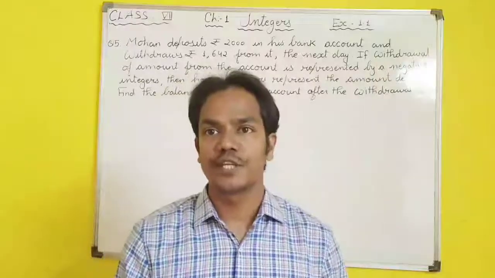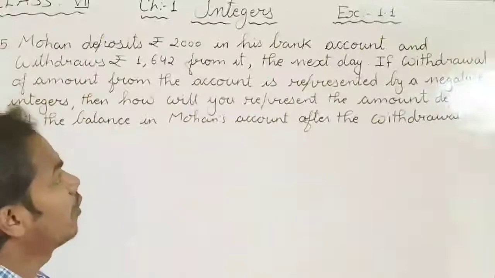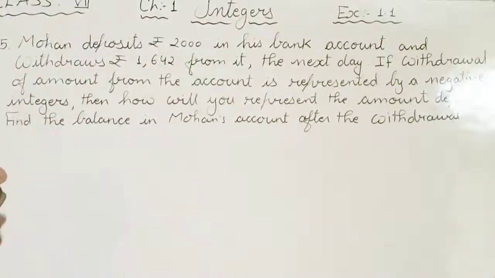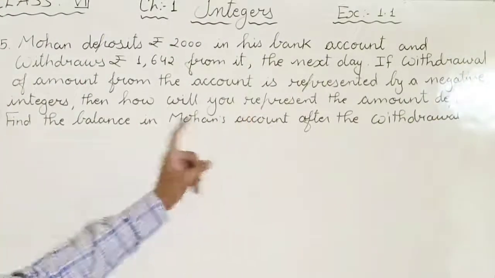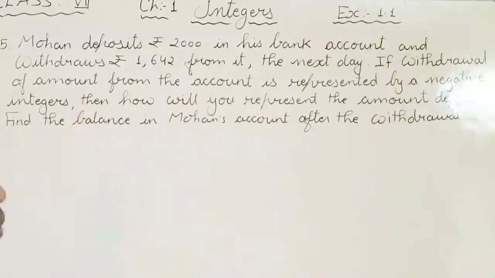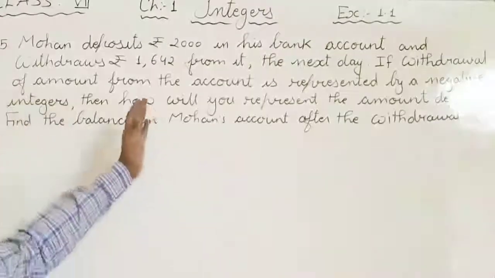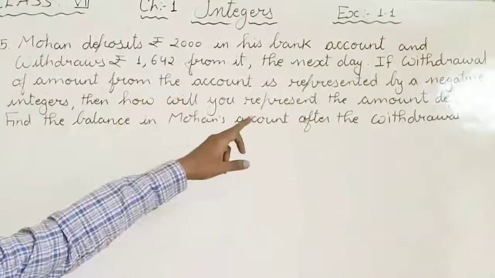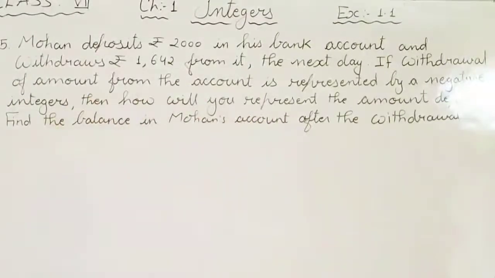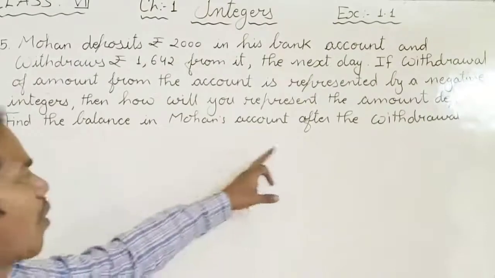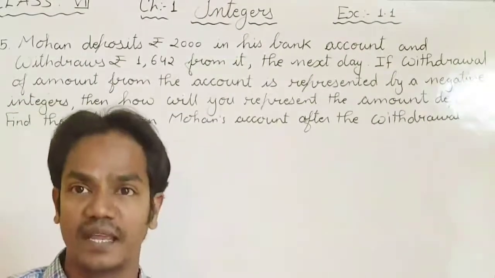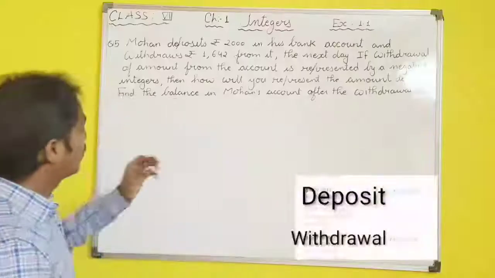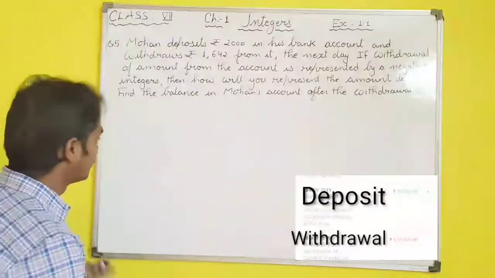Okay students, now question number 5. Mohan deposits rupees 2000 in his bank account and withdraws rupees 1642 from it. The next day, if withdrawal of amount from the account is represented by a negative integer, then how will you represent the amount deposited? Find the balance in Mohan's account after the withdrawal. Okay, what you have to find? The balance amount.